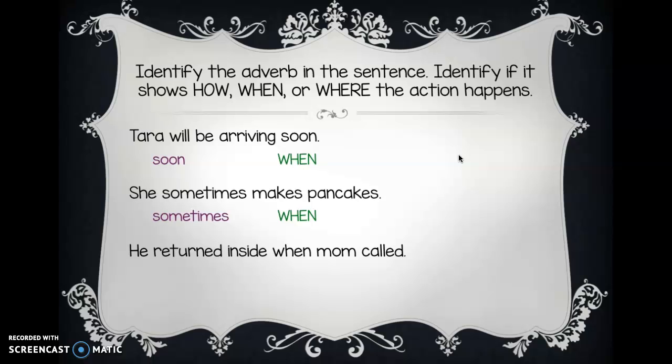He returned inside when Mom called. Do you see an adverb here that describes how, when, or where the action's taking place? That's right, inside. We're looking at that verb returned and seeing if there's a word that describes how, when, or where it takes place. It takes place inside. So that's describing where the action is happening.